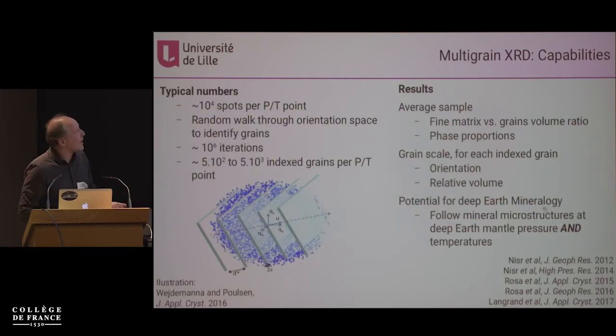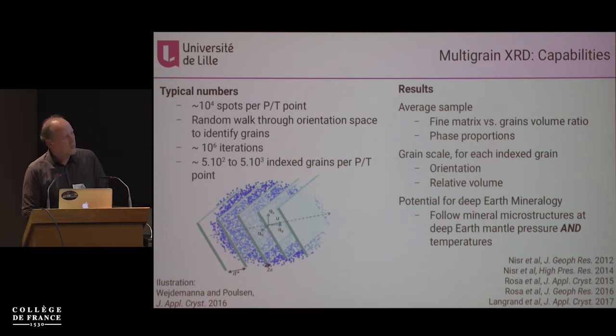Typical way, so you collect, we're working with, for each pressure, we're working with 50 to 100,000 diffraction spots. Then you do a million iterations in orientation space to match the spots with the grains. And with that, we can follow 500 to a few thousand grains. And then from those few thousand grains, for each one, we know the orientation and we have an idea of its volume. We don't know where it is, we know its orientation.